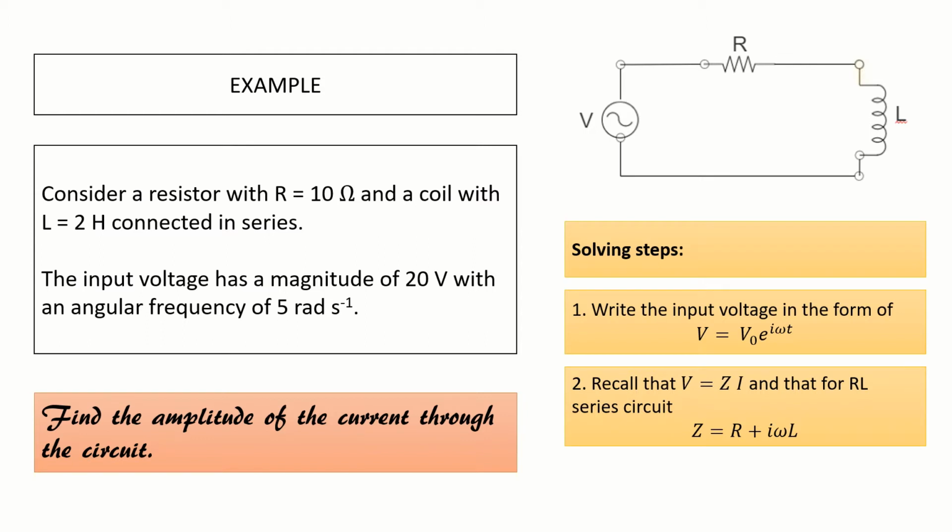Then the next thing will be to look at the impedance of the circuit. In the previous lecture, we have looked at the impedance of an RL series circuit, and this is given as Z equals R plus i omega L. So again, this is in the complex form.